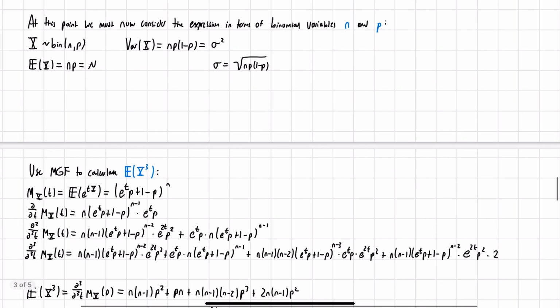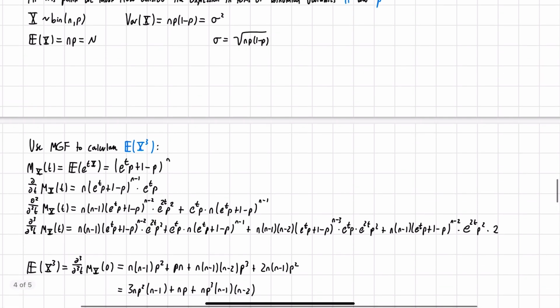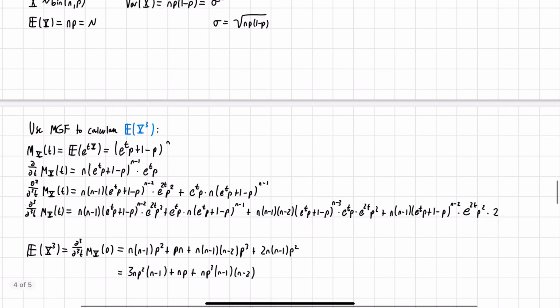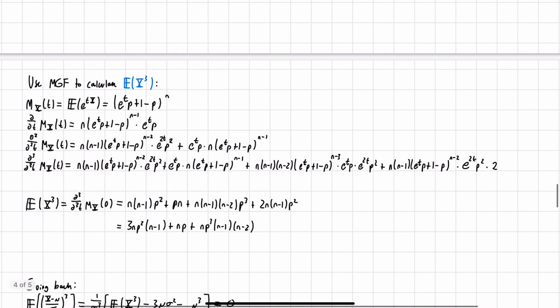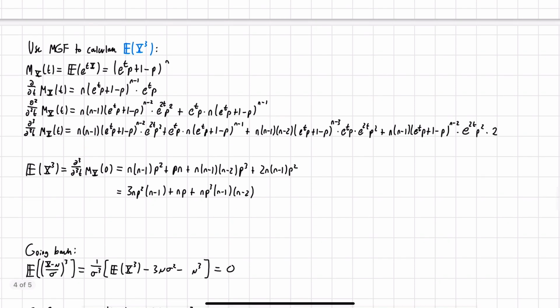But first, we must use the moment generating function to calculate the third moment of X, which we currently do not know. So I wrote the moment generating function, which is just the expected value of e to the power of tX right here. And this is the expression that we get: (e to the power of t times p plus 1 minus p) to the power of n. First, we take the first derivative, and we get this expression. We take the second derivative and we get this expression, and these two expressions we can use to also find the expected value of X and X squared, but we didn't need to do that since we already know those terms.